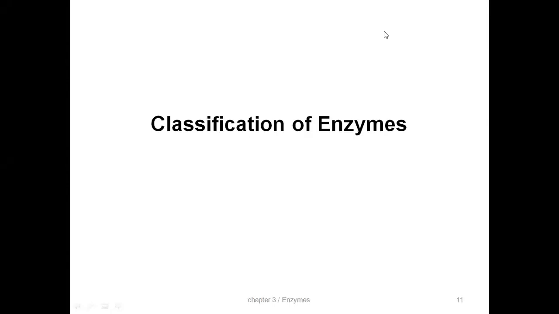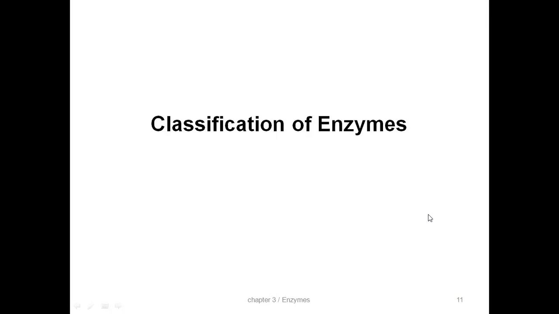Hello students, the next lecture is the classification of enzymes. A very interesting and very simple lecture. A systematic nomenclature and classification of enzymes is based on the types of reaction that the enzyme carries out. On the types of reaction that the enzyme carries out, we classify the enzymes. And number two, on the basis of the substrate on which the enzyme acts.